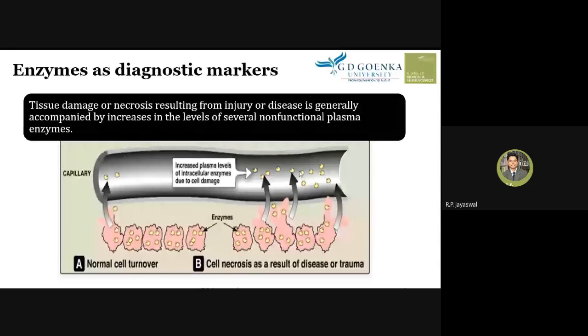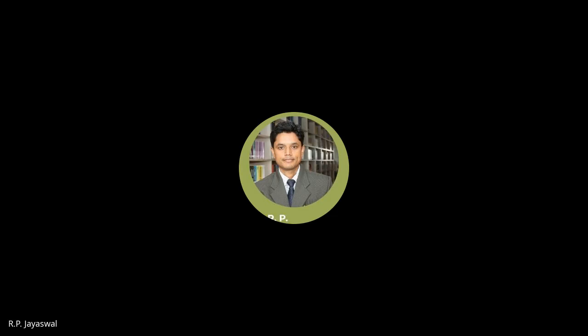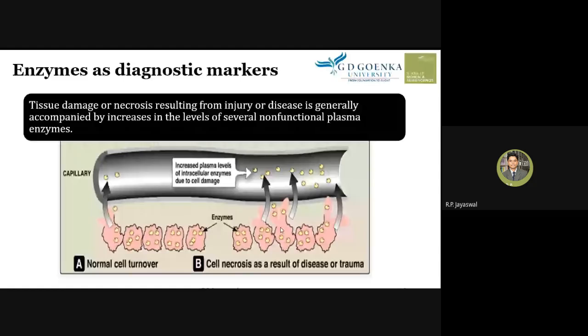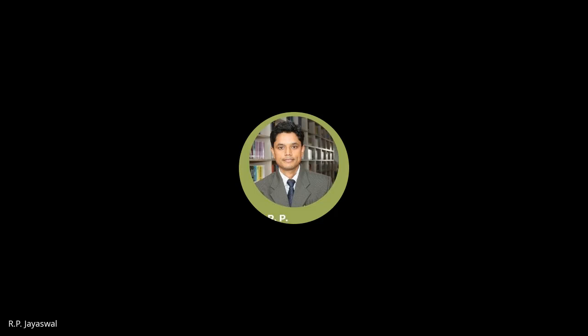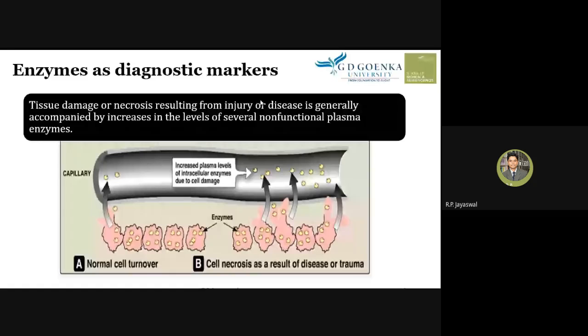And when there is cell damage, the cells may release the enzymes into the blood, and after that there will be an excess level of the plasma enzymes, and this can act as a disease marker. Okay, so enzymes as a diagnostic marker can help you diagnose a specific tissue damage or a specific organ disease.